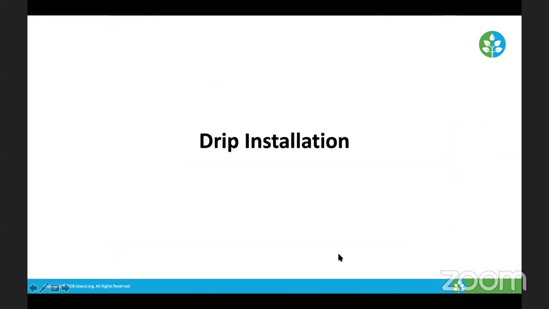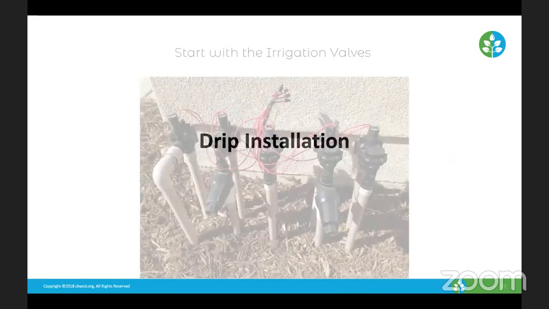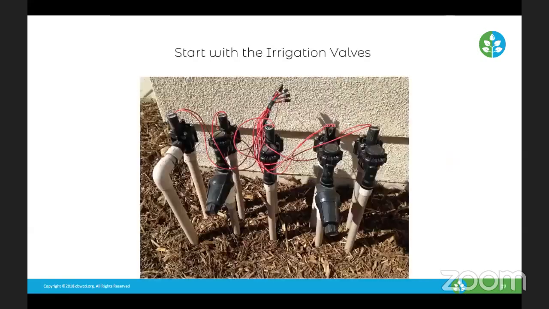Okay, so now let's get into installation. So where do we start? We start with the irrigation valves. This is a manifold that I installed years ago. We had two of them that were drip systems.